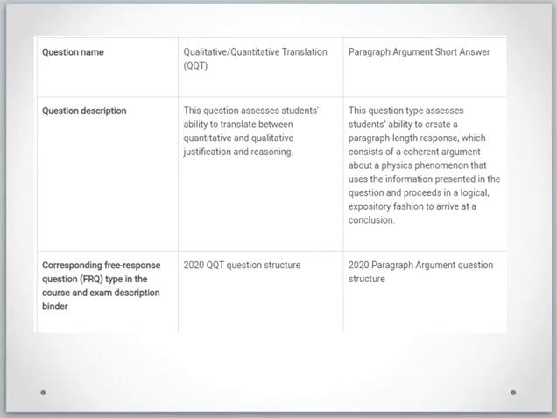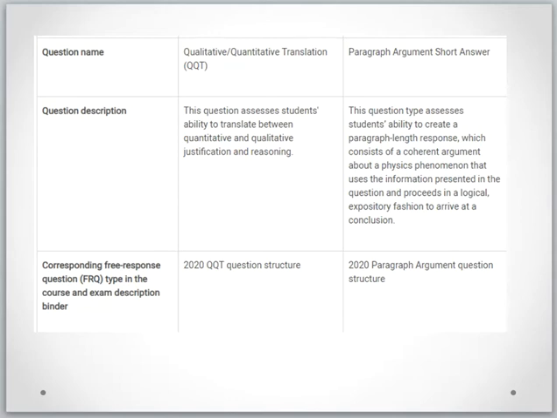So for question number 1, the qualitative quantitative translation question assesses students' ability to translate between quantitative and qualitative justification and reasoning. Now, in the videos they have been talking quite a bit about the notion of doubling this, what is the effect, halving this, what is the effect. So be prepared for that and don't let that throw you. So we'll take a look at some of those type questions.